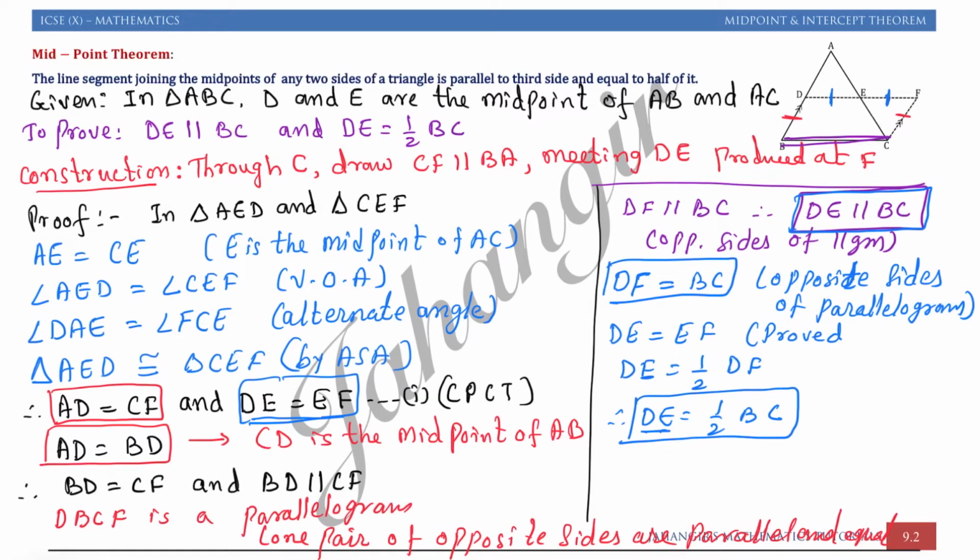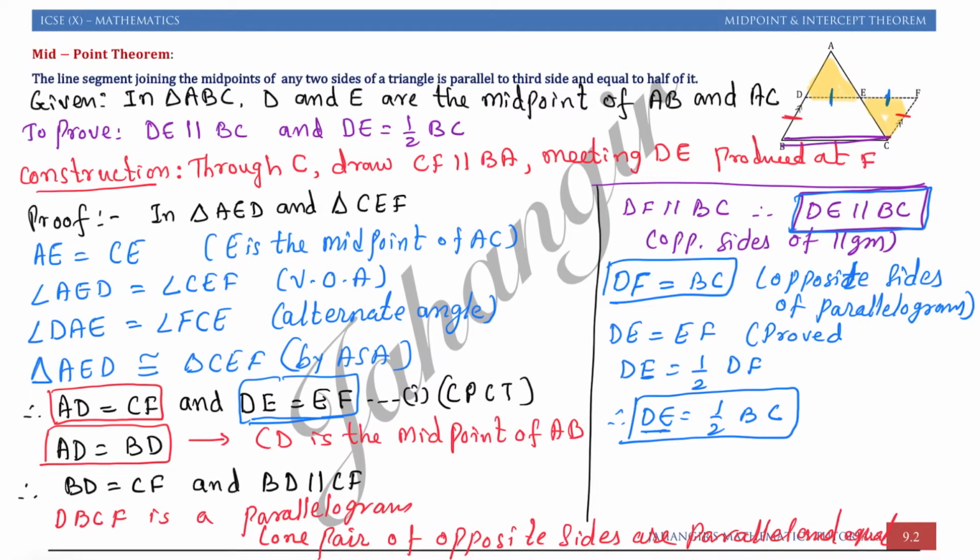First make a construction: draw a line CF passing through C and parallel to AB. Then we get two triangles. We will just prove that these two triangles are congruent. With that we will get E is the midpoint of DF, and we can even get CF equal to AD, corresponding parts of congruent triangles.